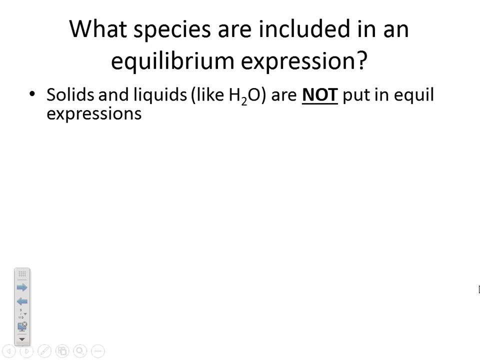What species are included in the equilibrium expression? The products over the reactants raised to their coefficients. You do not include solids or liquids. You do not put them into your equilibrium expression. Any solid or liquid in the reaction, cross it off. The reason why is that we only put in things that have concentrations. Solids and liquids don't really have concentrations because they're 100%. They're a pure substance.